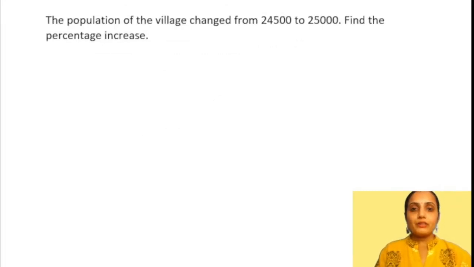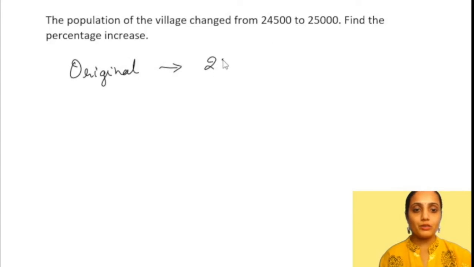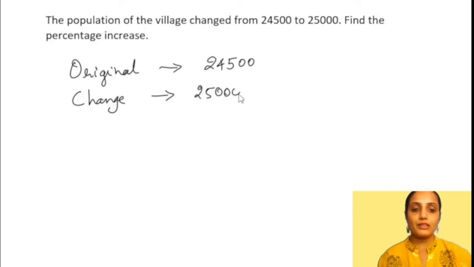So to see an example, we have this question. The population of a village has changed from 24,500 to 25,000. Find the percentage increase. Now here we have to see that the original number of people were 24,500. This becomes the denominator. And what is the change? The change is 25,000 minus 24,500, which is equal to 500. So the change is just 500.